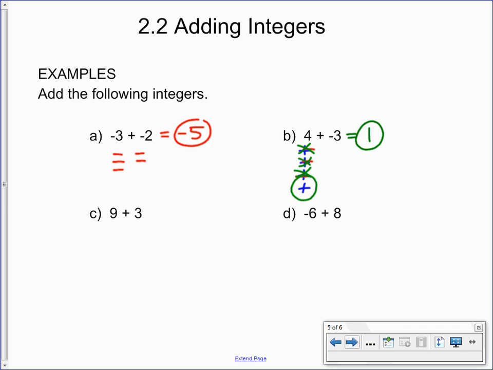9 plus 3. You've got 9 good guys or 9 positives. And we are adding 3 more positives. Okay, there are no negatives to take out any of the positives, to cancel out any of the positives. So if we count them up, 1, 2, 3, 4, 5, 6, 9, 10, 11, 12, we have a total of 12 positives.